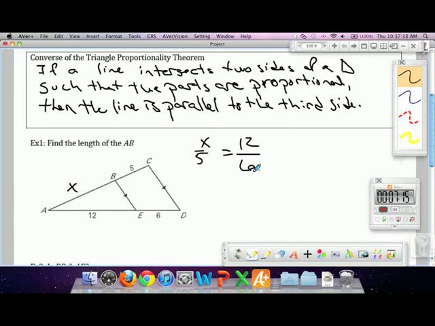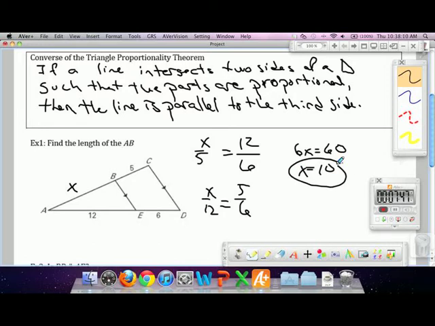An equally valid proportion could be x to 12 is 5 to 6. You could say 6 to 5 is 12 to x. You could say 5 to x is 6 to 12. In any case, you end up with 6x equals 60. x is 10.